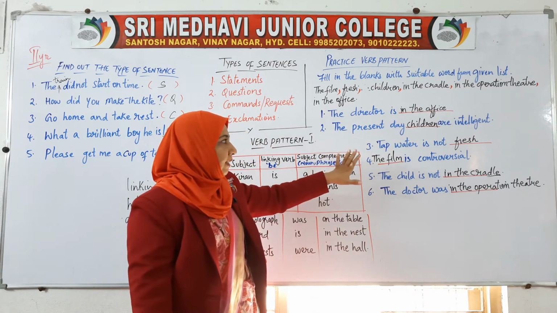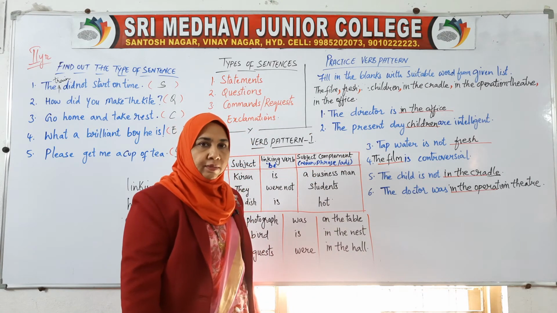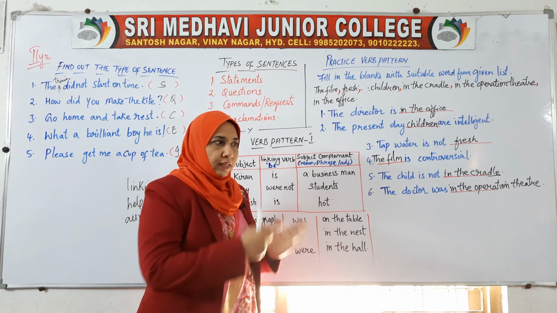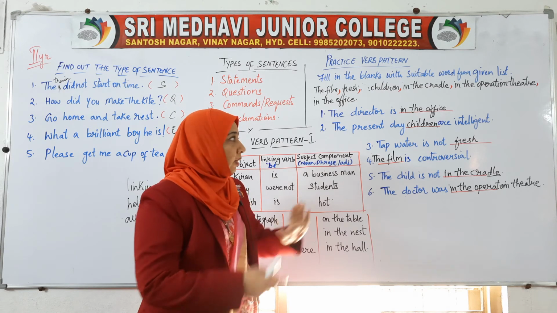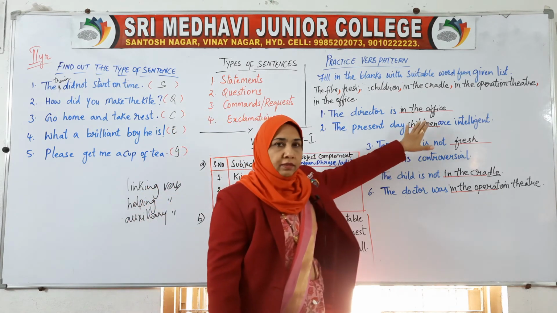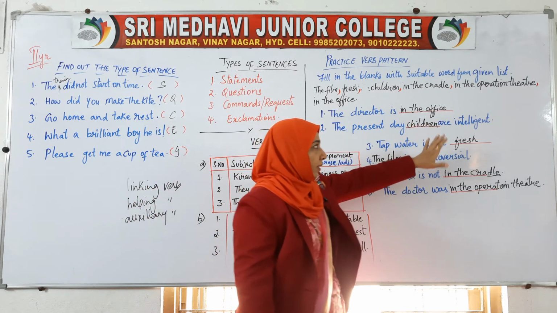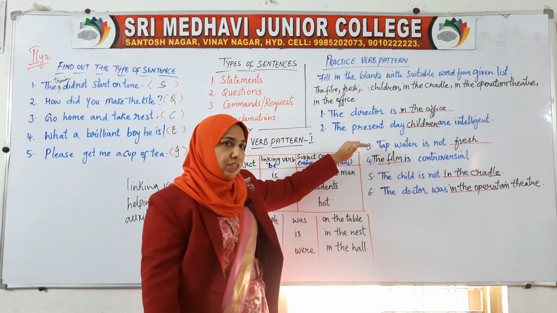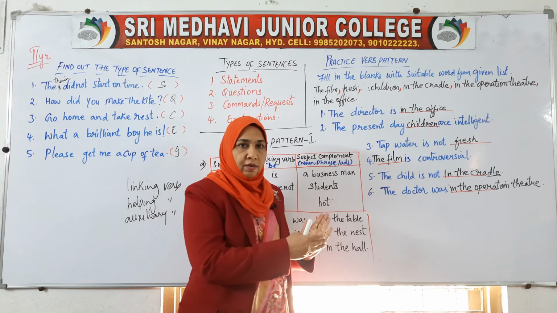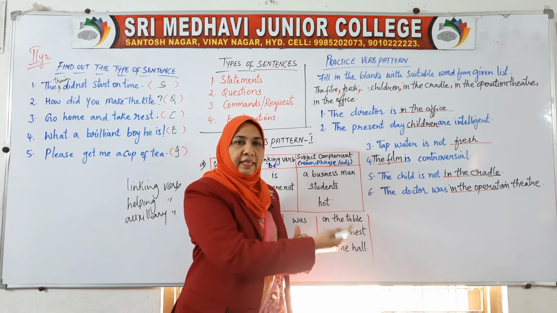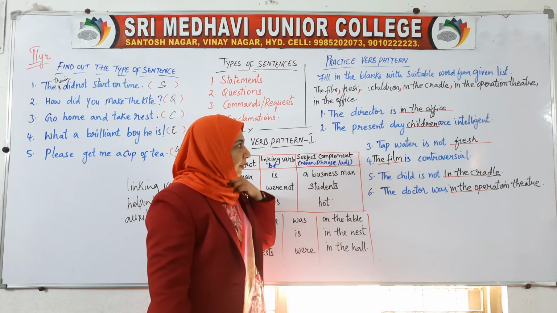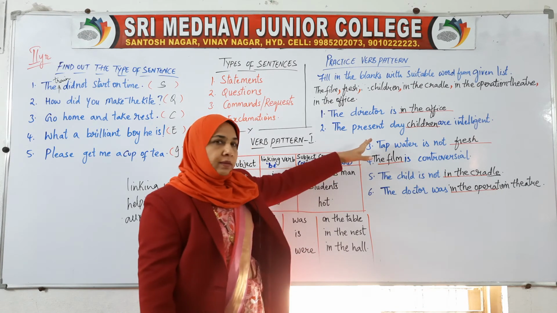The present day children are intelligent. How are the present day children? The present day children, who is the subject here? Children. How are they? They are intelligent. This is the subject complement. Subject is children and present day children, and intelligent is the, what is here? Complement, subject complement.